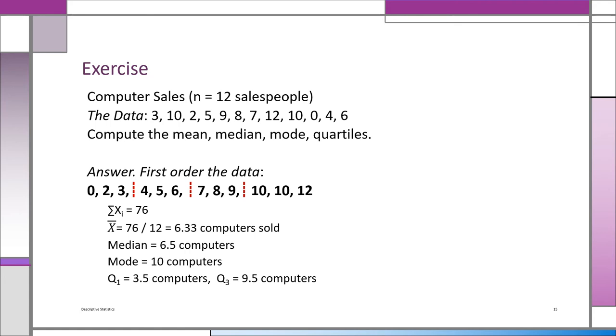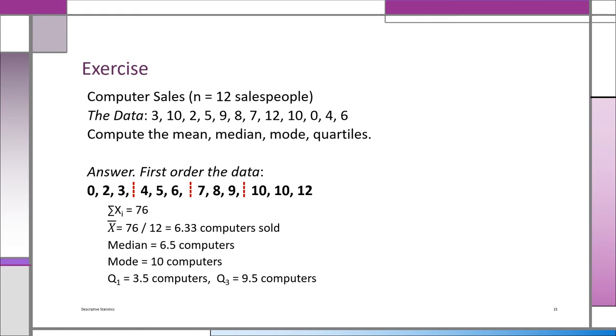The median, remember, is at the 50% mark. In the ordered data, what's the 50% mark? We have 12 observations, so it should be between the 6th and the 7th. 0, 2, 3, 4, 5, 6. That's the first half. So the median is smack in between 6 and 7, or 6.5. The mode, well, there are two tens and just a single instance of every other value. The mode is 10.